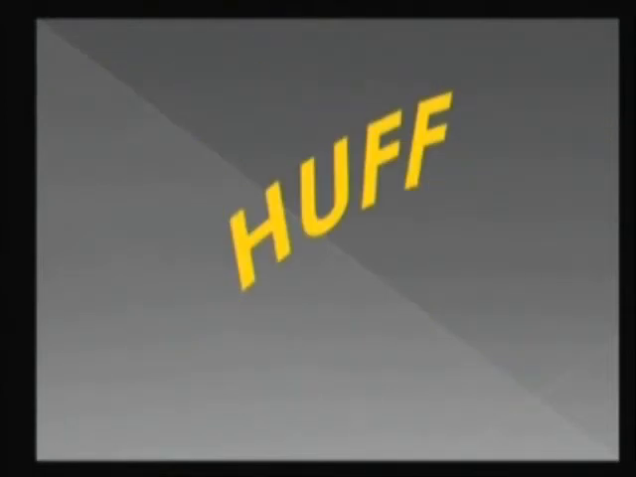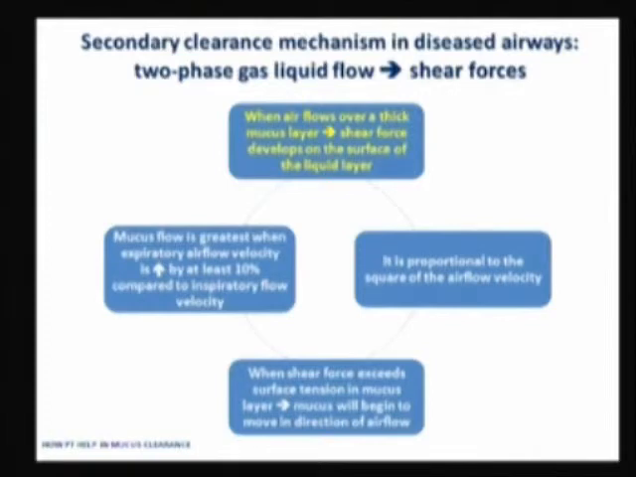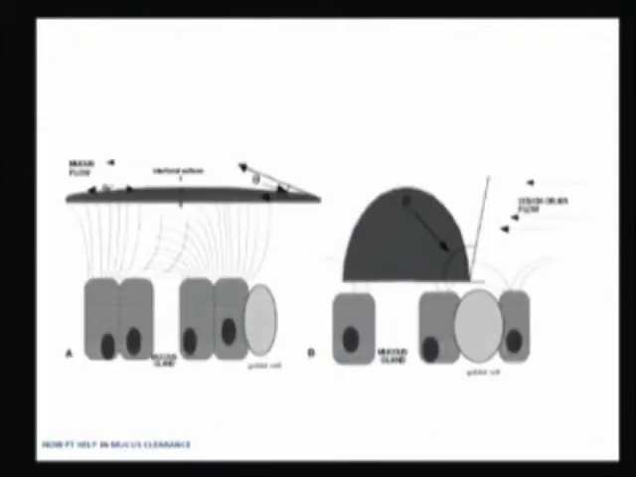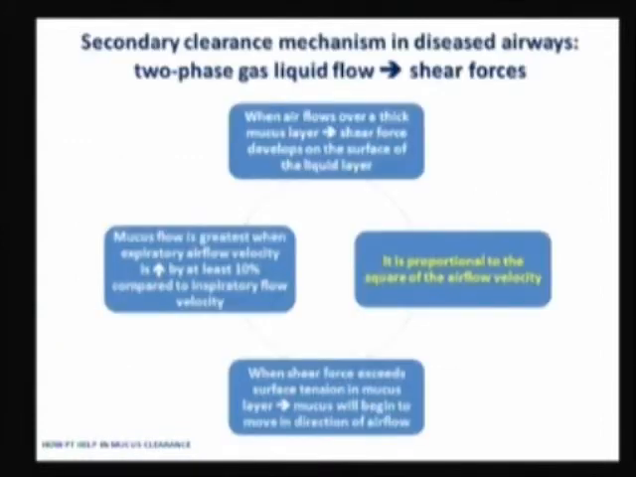The huffing mechanism that we use as physical therapists: when air flows over a thick mucus layer, shear forces develop on the surface of the liquid layer. This is what we call the shear force, which we use through the expired air to help the mucus move from one place to another. We have lots of patients with COPD who don't have well-working cilia, and the ciliary escalator is not working well. So we can use the expired air to push on the mucus plug. It's proportional to the square of the airflow velocity.